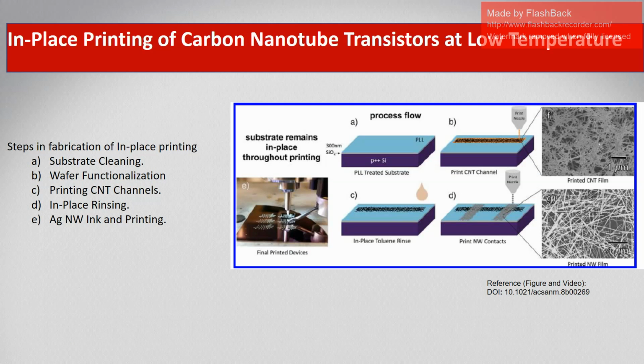In-place printing of the carbon nanotube transistor at very low temperature. In-place means that we don't have to remove the substrate for doing post-processing steps. So what are the steps in fabrication of in-place printing? The first one is substrate cleaning, then wafer functionalization, then printing the CNT channels in place, followed by the silver nanowire ink and printing. There is a short video which shows how the in-place printing works.